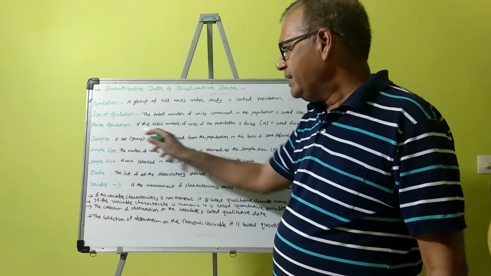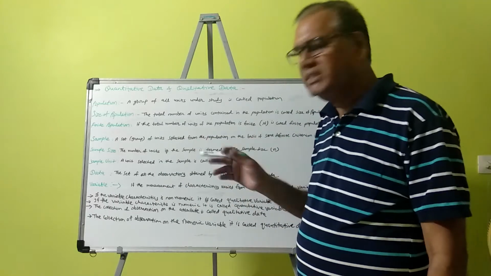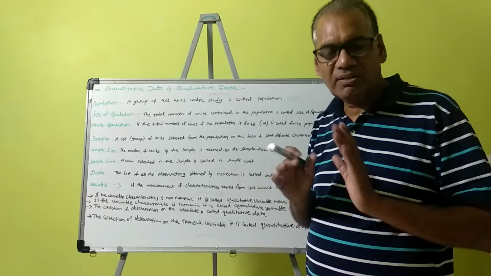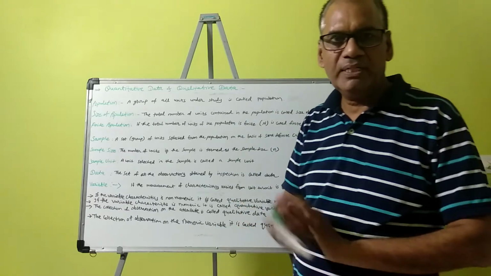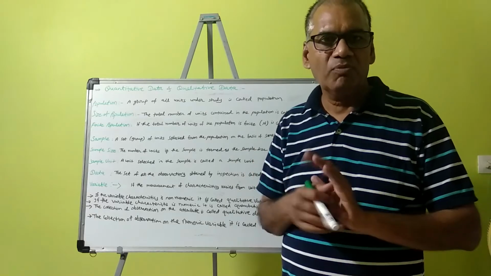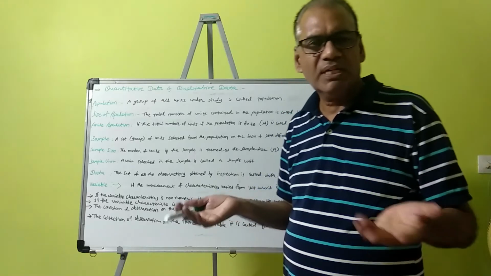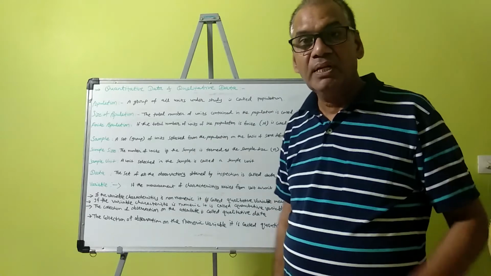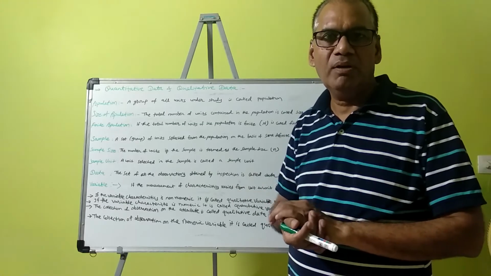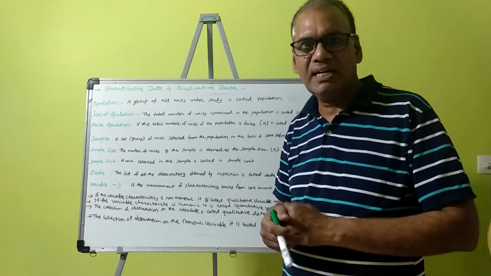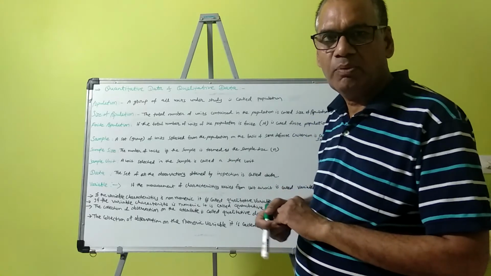Finite population: if the total number of units of the population is finite, countable, and the number is fixed, then it is known as a finite population. For example, the number of students in a particular school, or the number of workers in the textile industry or chemical industry. The numbers are fixed, so that is a finite population. Infinite population means the number of units of the population is not countable. For example, the number of stars in the sky is not countable. So we can say it is an infinite population.